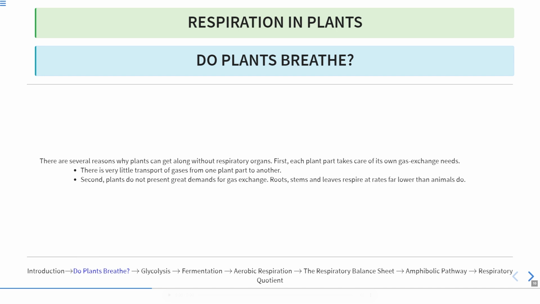Basically, from the surface there is some gaseous exchange. From the roots also there is some gaseous exchange. So every part of the plant is involved in gaseous exchange.